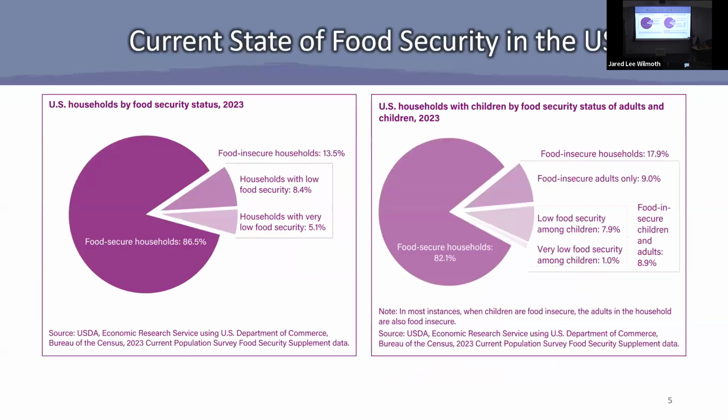The next topic that I would like to bring our focus to is the current state of food security in the United States. And so this data is from the USDA. In the year 2023, about 14% of households were food insecure. And then if you look at how many households had children that were food insecure, that number stands at about 18%.